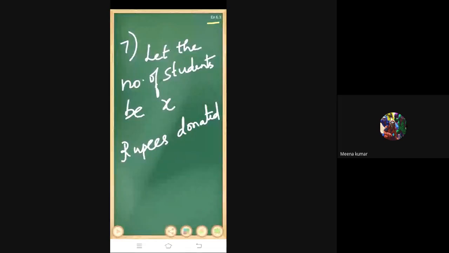So if the number of students is x, then rupees donated by each is also what? x. Because both are the same.